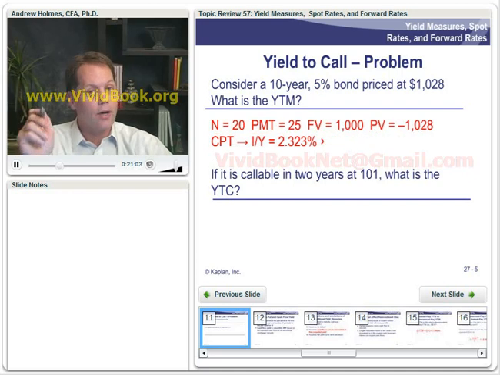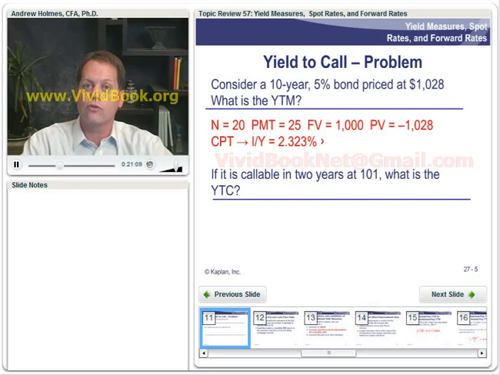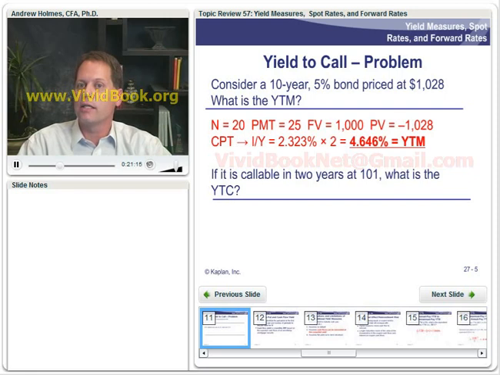Again, if you're not careful, you see it on your calculator, you see it on your test, you bubble it in and you move along, right? You get confirmation that your wrong answer is right. You've got to remember to multiply that by 2 to get the yield to maturity here of 4.646%.